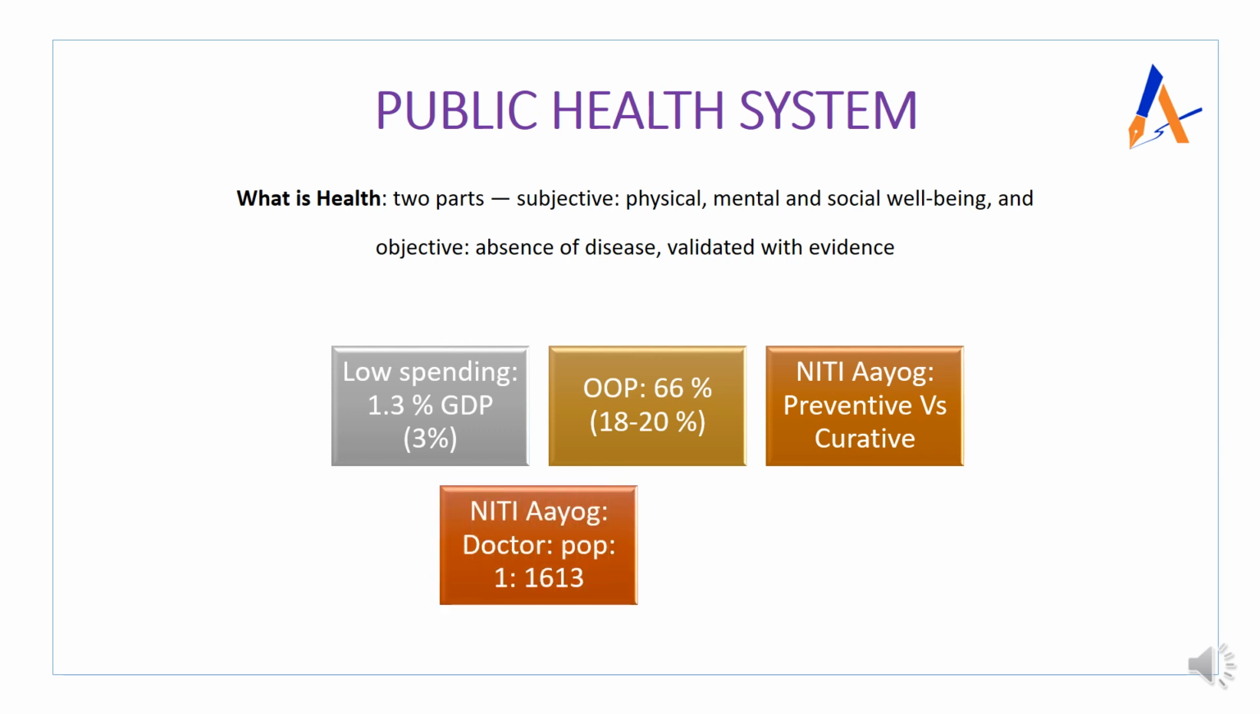Next, according to Niti Aayog, the doctor to population ratio as of 2017 is 1 to 1613. So 1600 people have one doctor. Next data is related to the nurse to population ratio. For 588 people we have one nurse. Now you tell me, if we have this data on spending, out-of-pocket expenditure, preventive care, doctors to population, and nurses to population, how can we have a reliable health infrastructure?